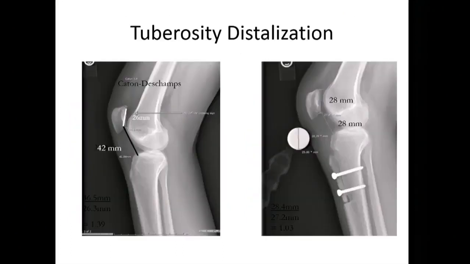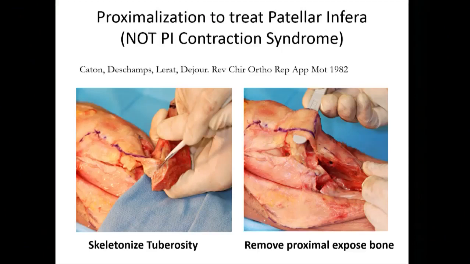This is just an example. Caton ratio 1.4, and now it's down to 1 with distalization. These many times will take a long time to heal that distal area. Some people are bone grafting in that area. Certainly you want to watch the loads to this, because you don't want the fragment to break or even the tibia to break. This is a technique that Tom taught me, and this was published by Caton et al.